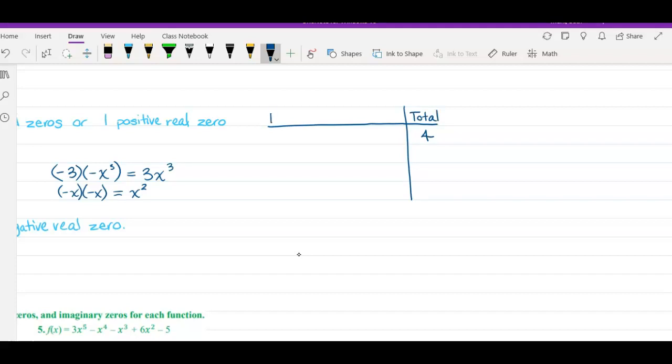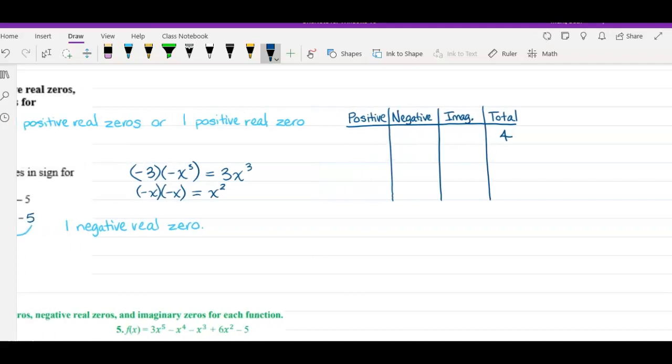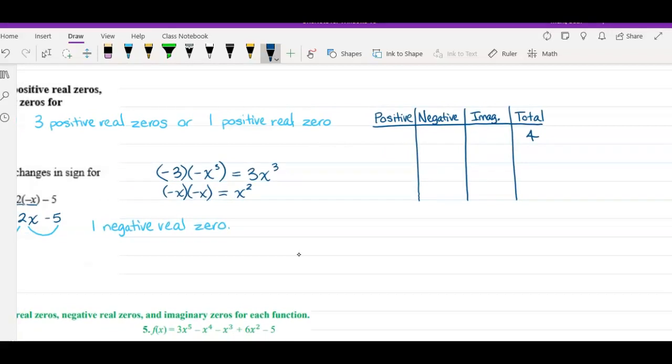Then I'm going to put positive. Then I'm going to have a column for negative. And finally, a column for imaginary. All right, think back to our combinations. We could have had 3 positive.